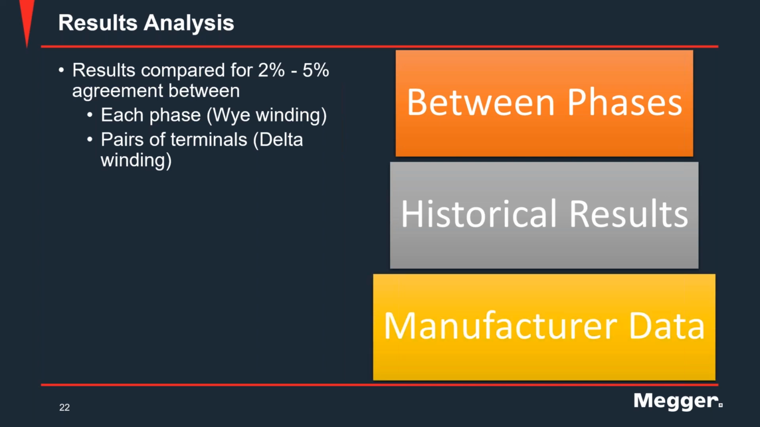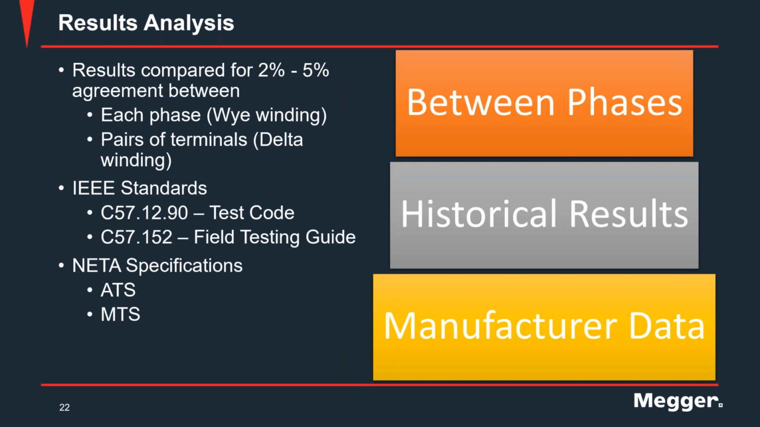And of course, comparing your present day test results with factory testing is always going to be helpful as long as you're at the correct temperature for comparison. And we have industry standards such as IEEE standard C57.12.90, which is the test code for transformers, and then of course the C57.152 standard, which is the field testing guide. And NETA also has specifications in their acceptance testing and maintenance testing specifications.